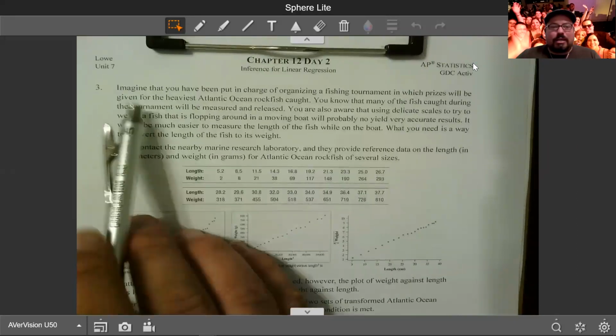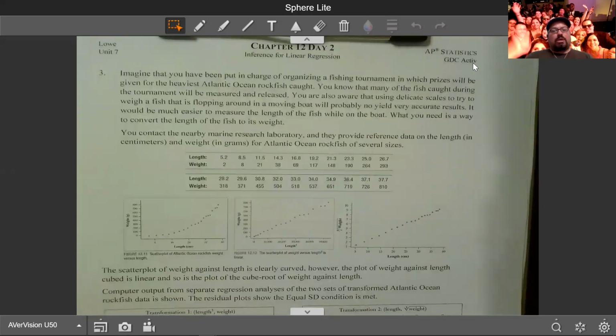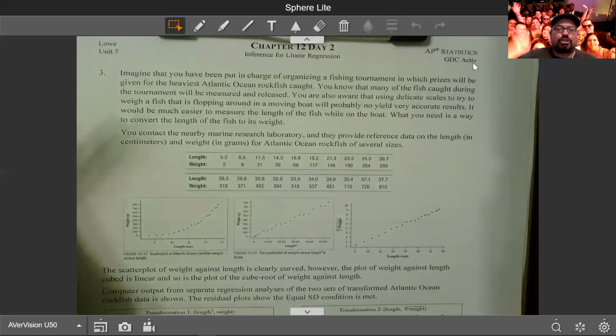We're going to look at example 3 or problem 3 from chapter 12, day 2. You should have done problem 2 on your own, very similar to the previous examples. But we're going to do number 3, number 4, number 5 all together because they all discuss the big focus of chapter 12.2, and that is transforming a curved relationship into a linear relationship.